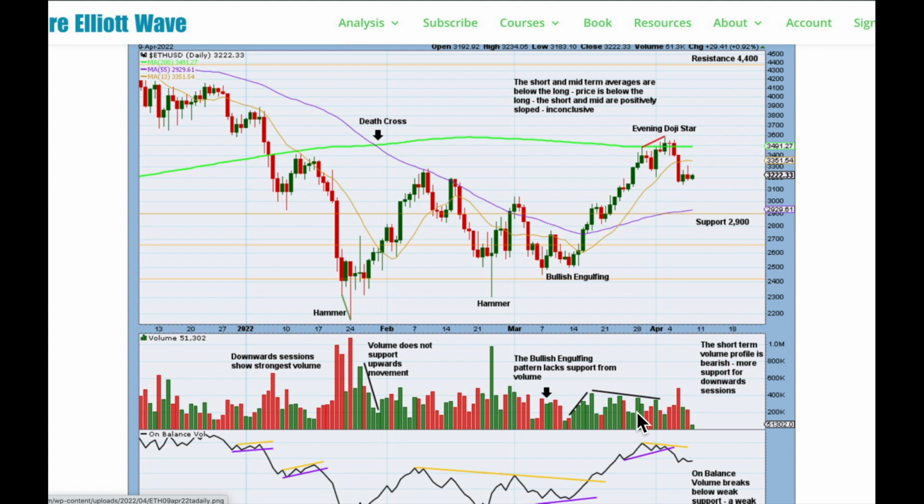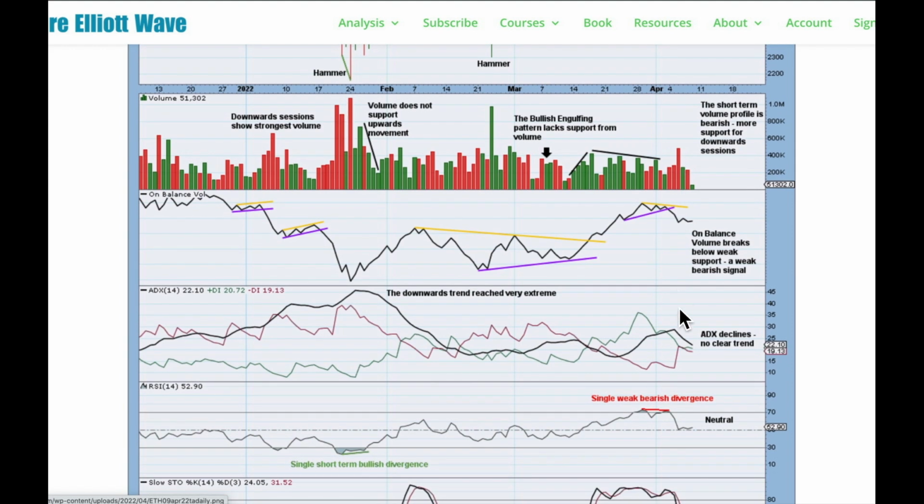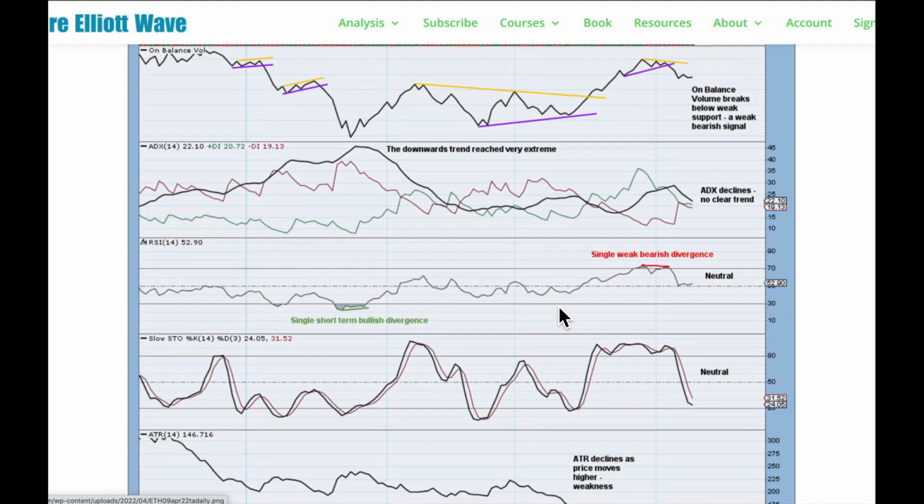Volume is actively pushing lower, and the short-term volume profile is bearish. Volume is actively pushing price lower, and we don't have a bullish candlestick reversal pattern yet to indicate that downward movement is over. ADX hasn't caught up with the change, it's declining, telling us there's no clear trend. The prior downward trend reached very extreme. It was above 40 and above 45, but not as extreme as cryptocurrencies can get, although Ethereum is the least extreme cryptocurrency chart I've looked at.